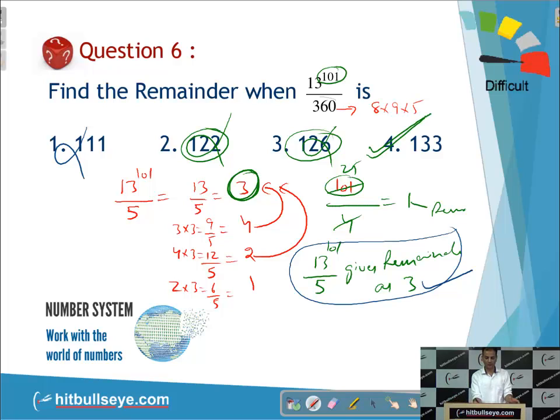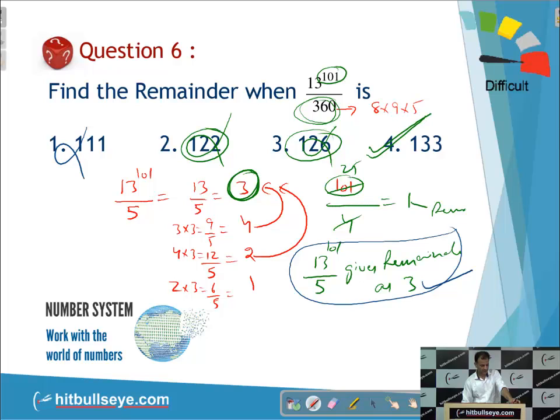Convert the number into co-prime factors, 8 into 9 into 5. After that, what I have done, I have checked the divisibility by the cyclicity. 13 to the power 101 divided by 5. 13 by 5 remainder is 3. Again, I have told you 3 into 3, 9 divided by 5 remainder is 4. And if you want to do this concept in detail, then we will do it in another video, a detailed video on cyclicity and Euler number.